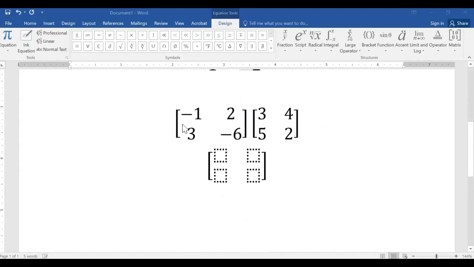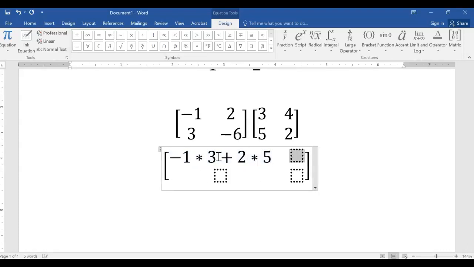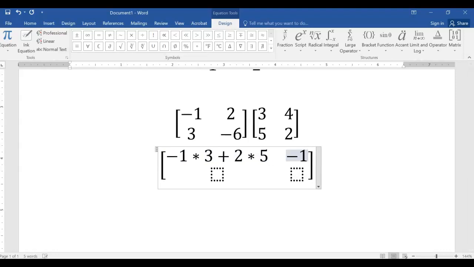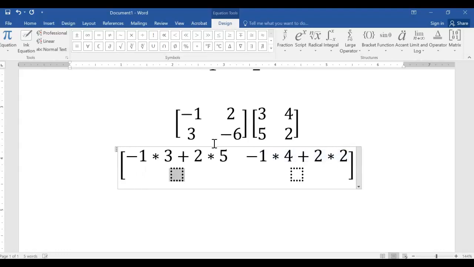Similar way, negative 1 times 3 plus 2 times 5, negative 1 times 4 plus 2 times 2. Then go to the second row. 3 times 3 plus negative 6 times 5. And then this last one is going to be 3 times 4 plus negative 6 times 2.